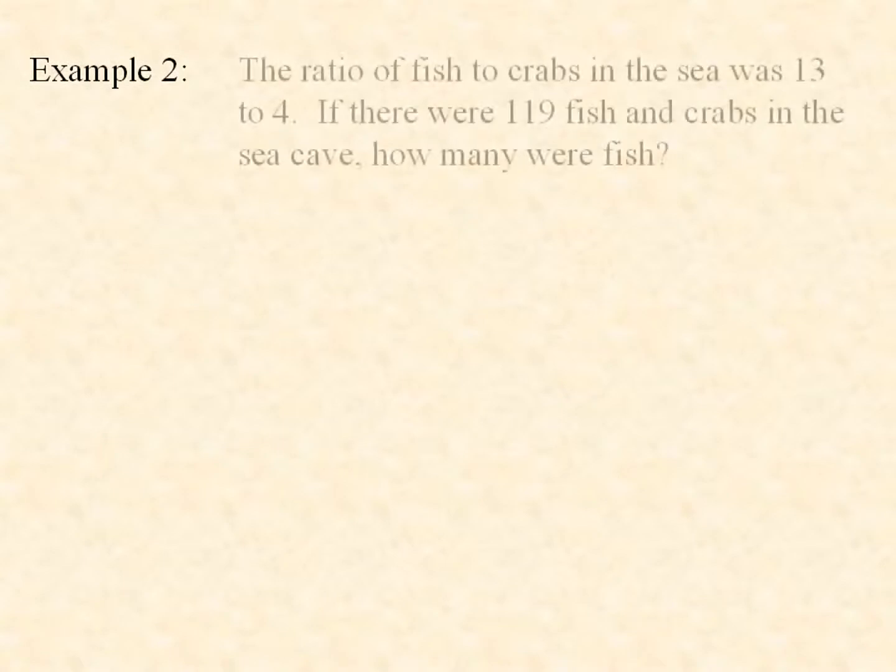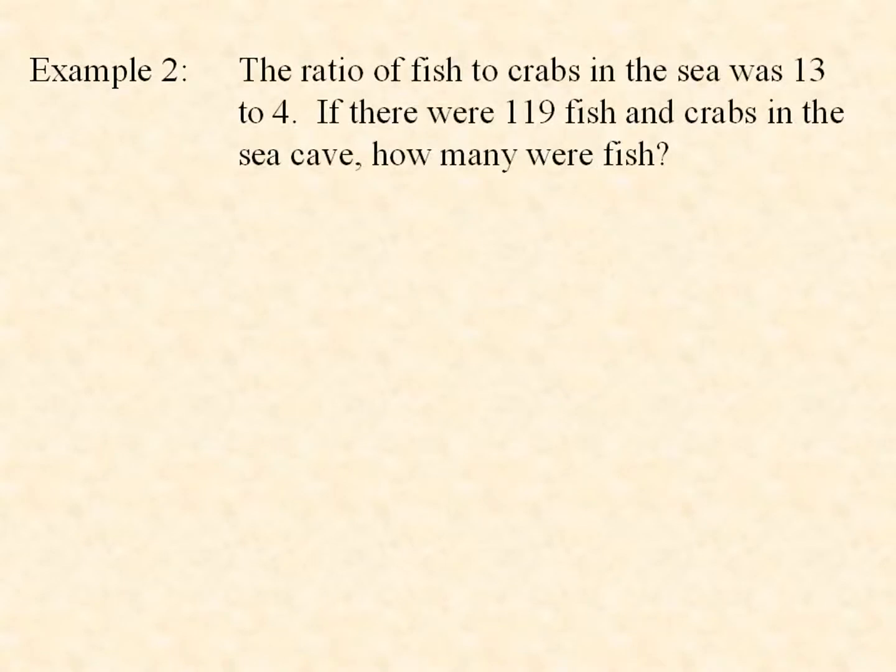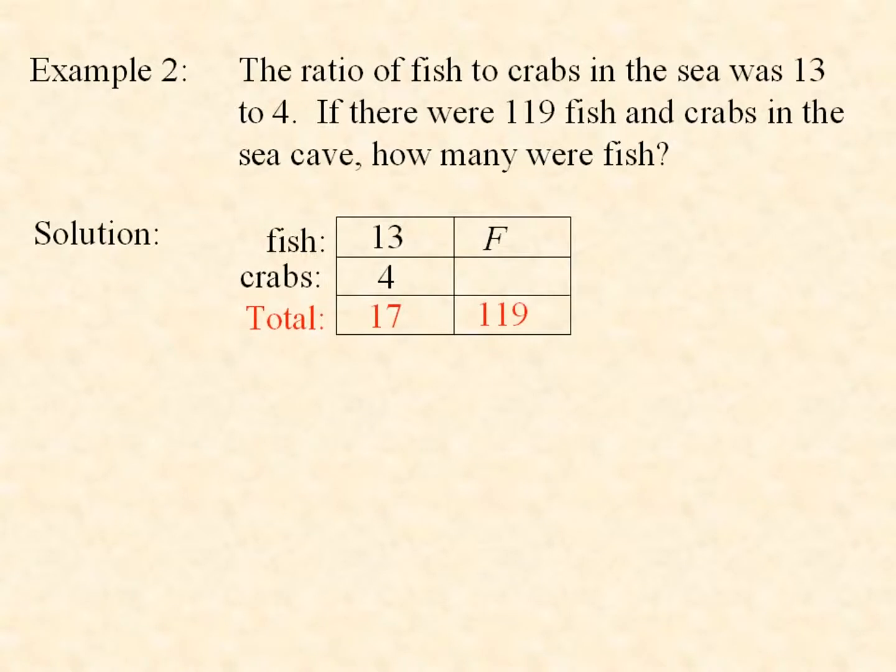Example 2. The ratio of fish to crabs in the sea was 13:4. If there were 119 fish and crabs in the sea cave, how many of them were fish? Again, we include a bottom row of totals in our table. 13 and 4 is 17. And then we ignore the middle row, and we write our ratio, cross multiply.